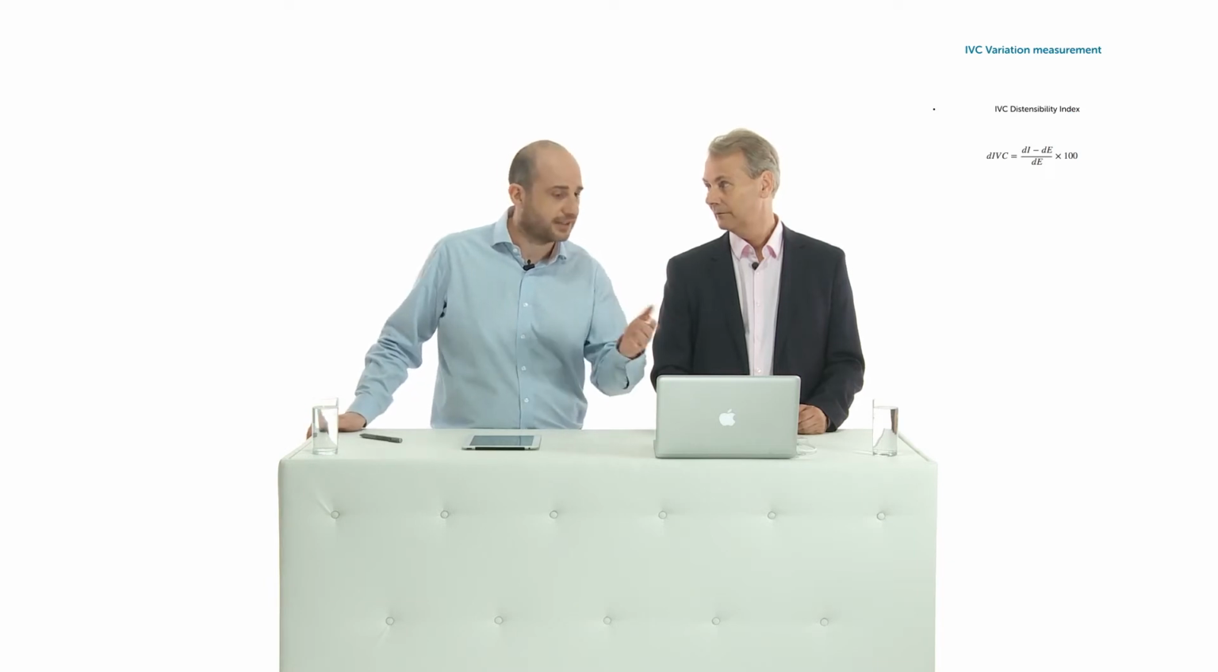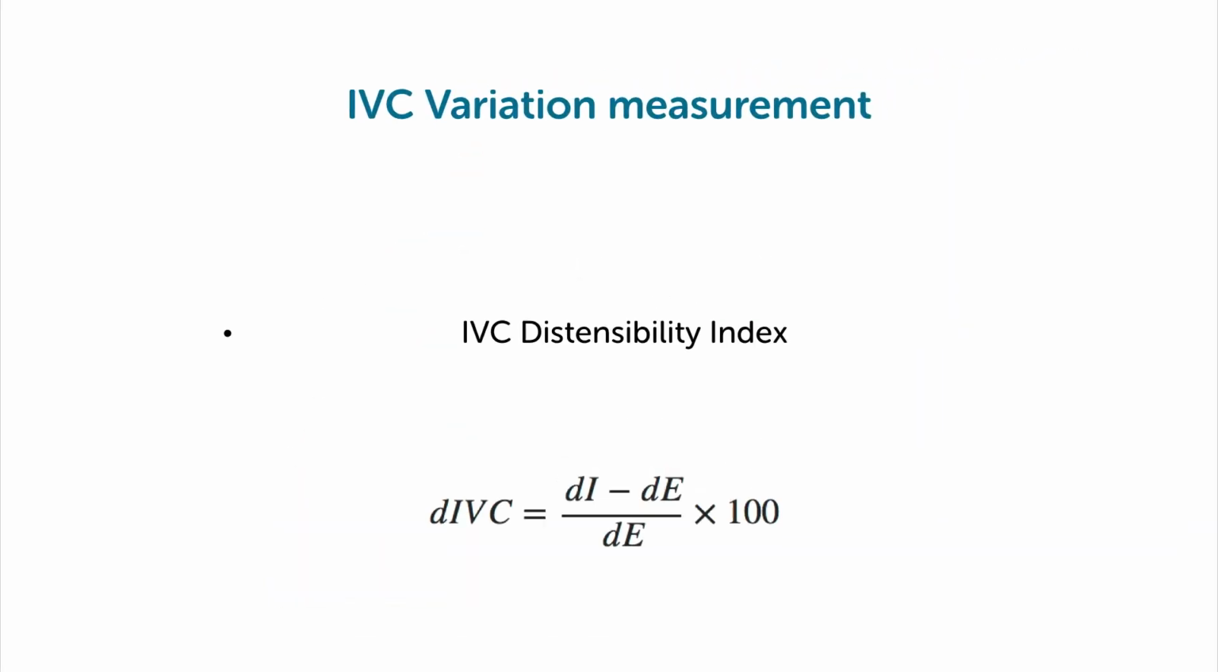And there is a wonderful formula that we can use, and this is the distensibility index. It works something like this: the inspiratory diameter minus the expiratory diameter, divided by the expiratory diameter, times 100, right? So it's a percent value. Exactly, Thomas. This is the percentage of distension of the vessel.